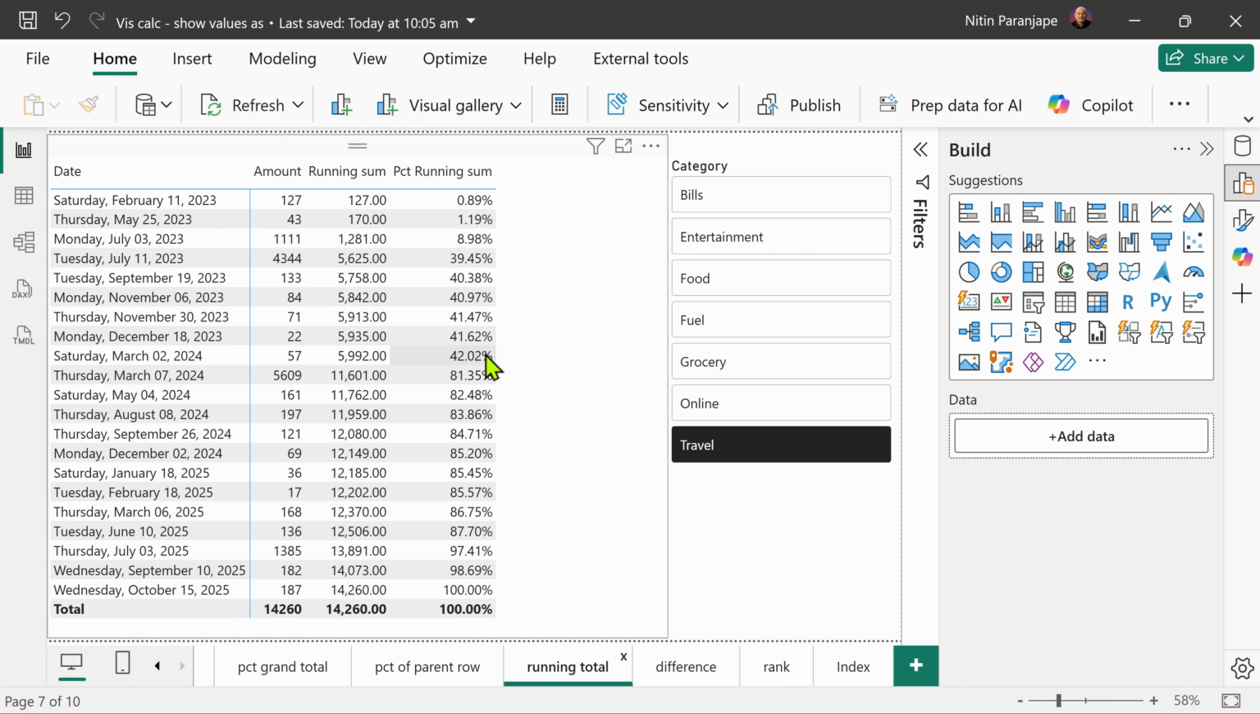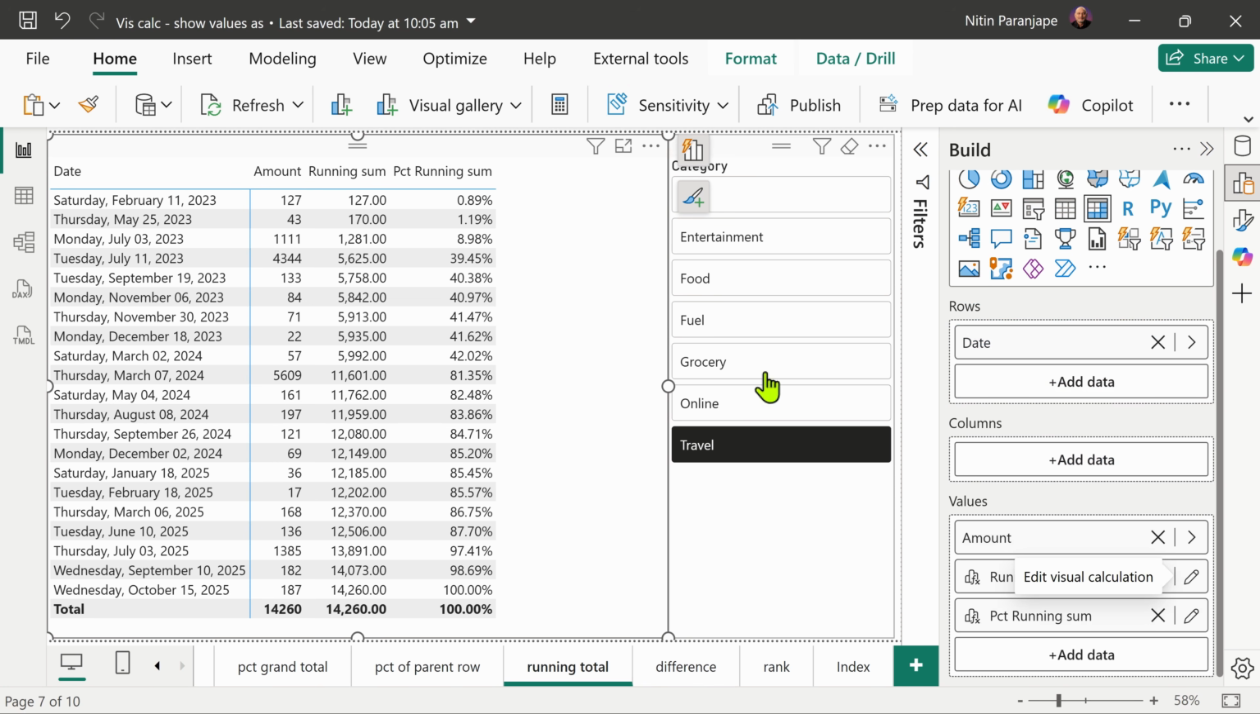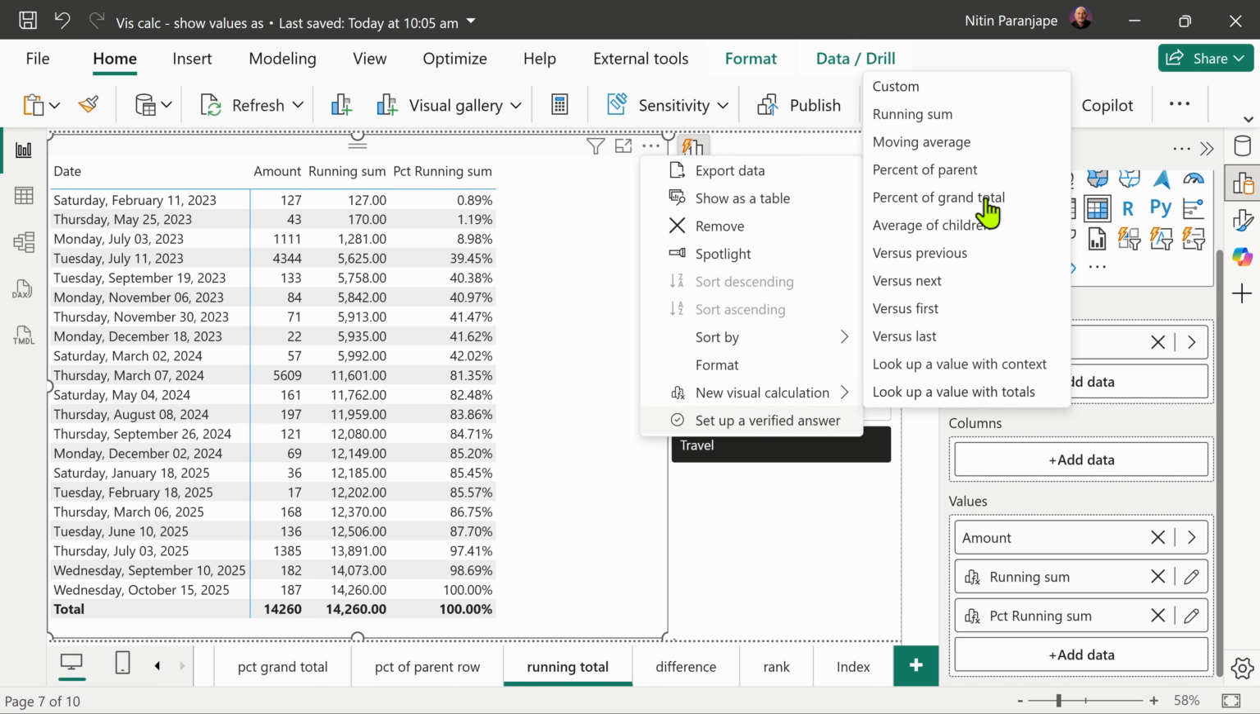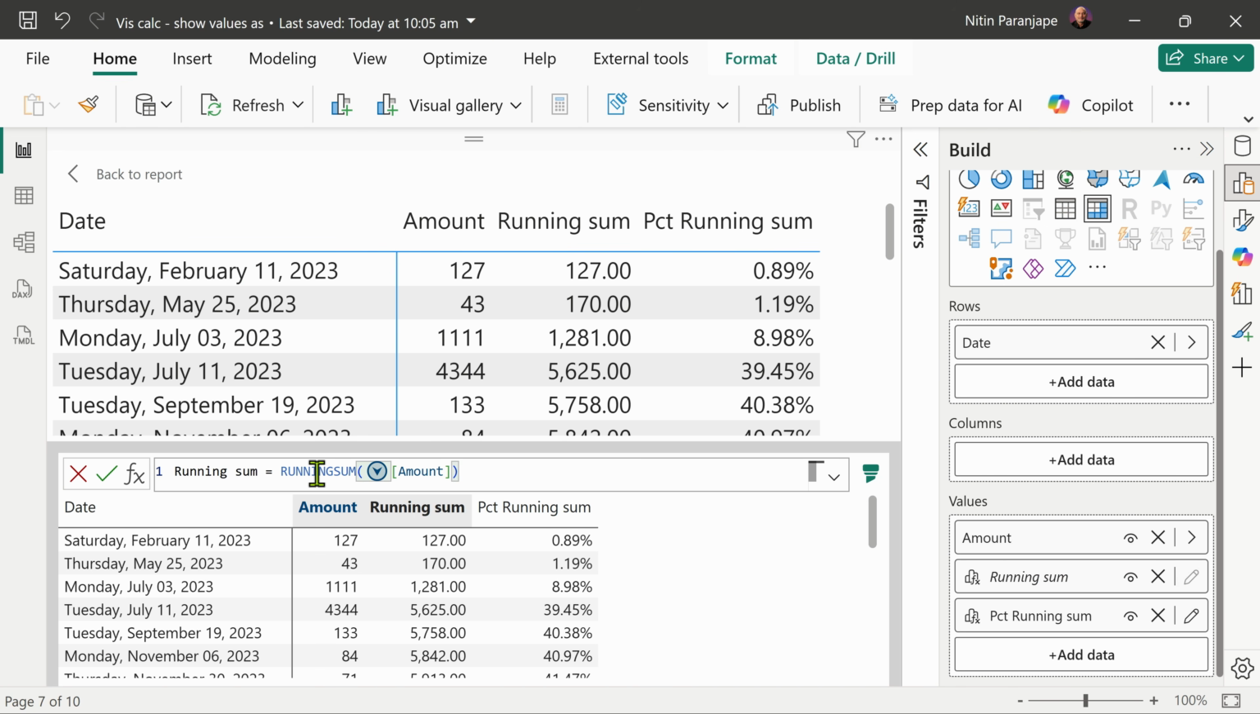So let's see how this is done in Power BI. We have a lot of dates. So to simplify and reduce the number of things we see in the matrix, I've filtered it on travel. If you see new visual calculation, there is a ready to use running sum. There's a function directly available called running sum. Just give amount and it's done.